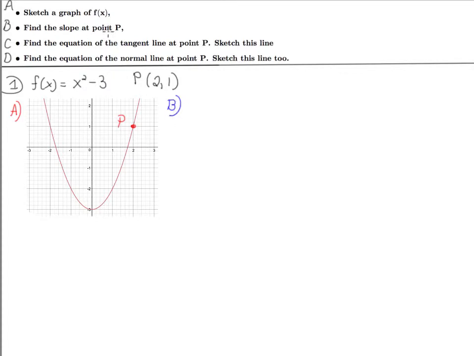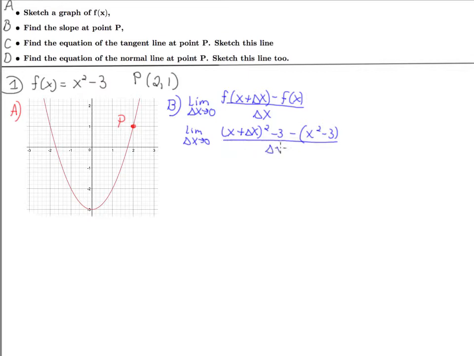To find the slope at point P, I'm going to use that limit definition of the slope of the tangent line. And this time, I'm going to write it slightly differently so that you can get used to it. Instead of writing f of c plus delta x minus f of c, I'm just going to use f of x plus delta x minus f of x. This is a more common way that you will see it written. So f of x plus delta x becomes quantity x plus delta x, squared, minus 3, minus quantity x squared minus 3, all over delta x.